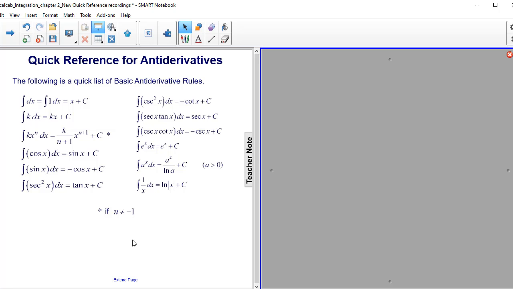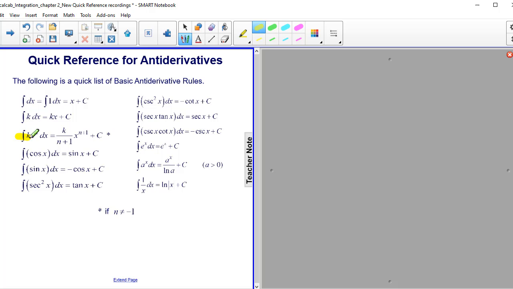On our quick reference for antiderivatives, we're going to take a look at another example to see how we can use this list to help us find antiderivatives. And the one I'm going to consider is right here, the antiderivative of k times x to the n power. So this is saying that there was a function, I took the derivative of it, and the answer is kx to the n. And we can see here that the answer is going to be k over n plus 1 times x to the n plus 1 power plus c.